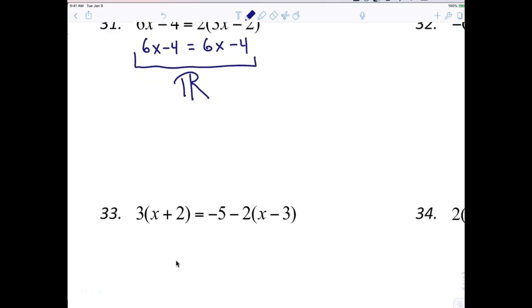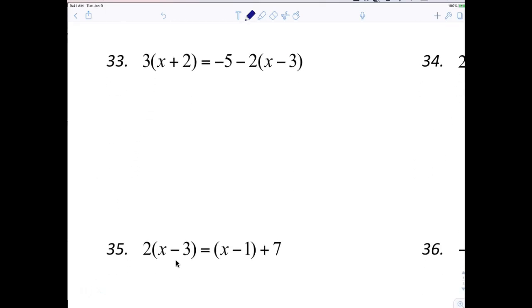Who's up? Who did I say was doing 33? All right, Carter. So it would be 3x plus 6. Good. Equals negative 5 minus 2x. Good job. Minus 6, not minus 6, or plus 6. You see why, right? Because it's a negative 2 and it's negative. Yep. Negative times a negative is a positive.